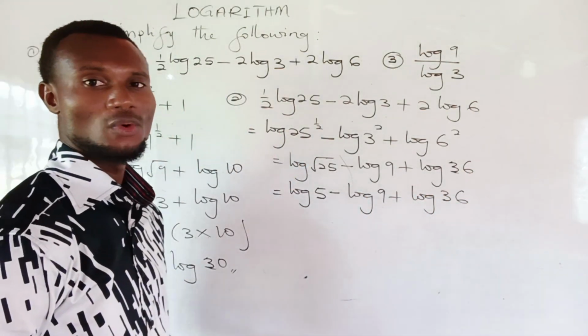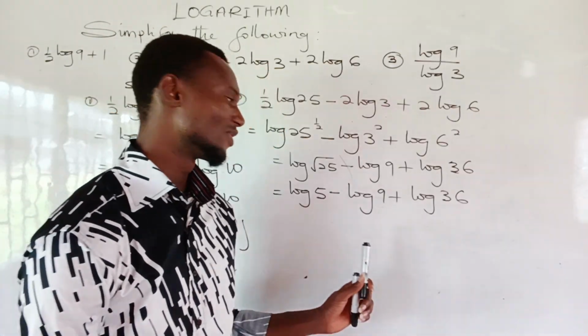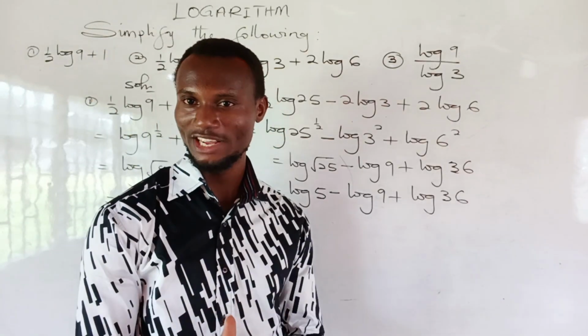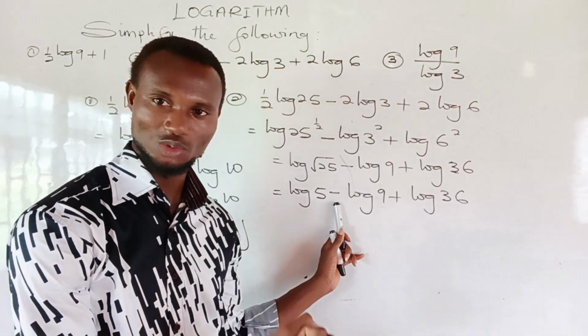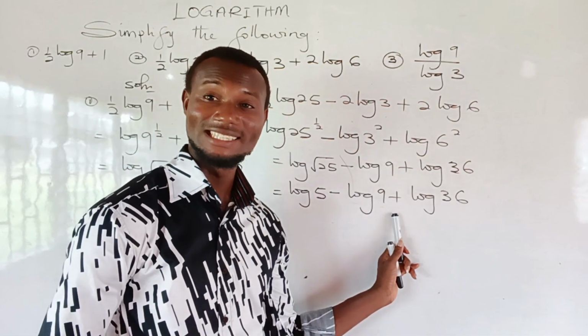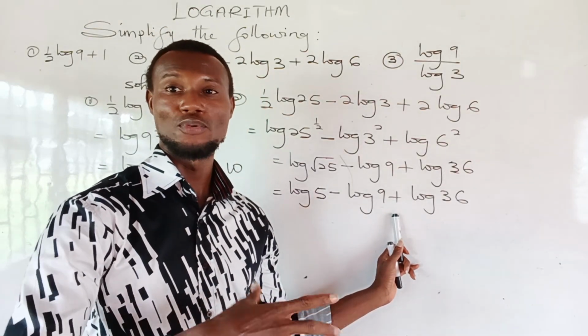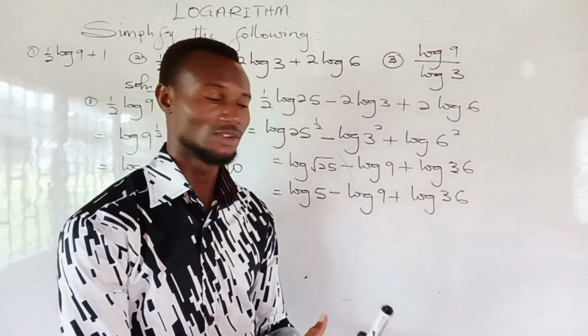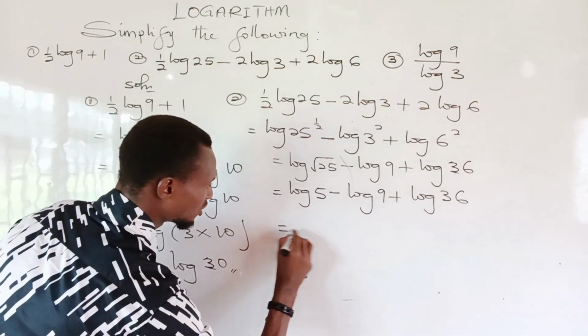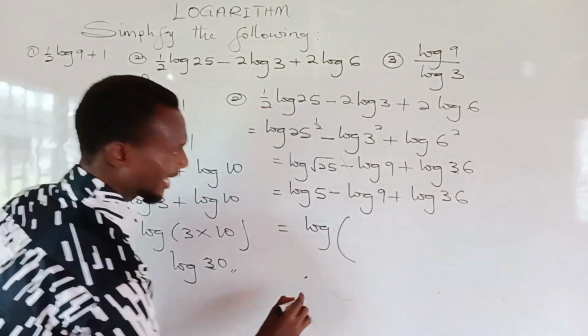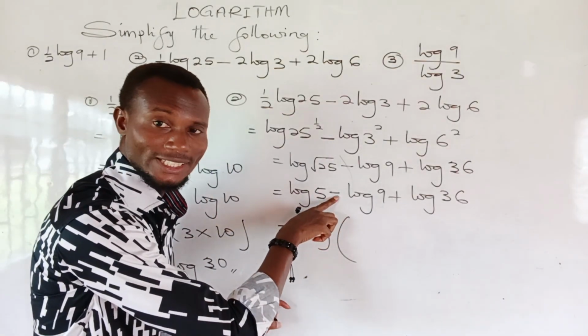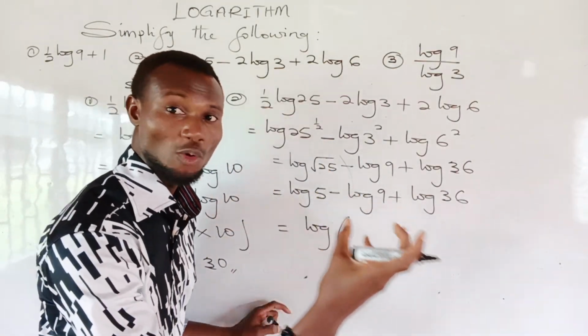From here, we go ahead and apply our quotient rule and product rule. I'm seeing a negative sign here, so the quotient rule needs to come to mind. And also I'm seeing an addition sign here, so the product rule also needs to come to mind. So all you need to do is write your log, then in a bracket, because it's subtraction, we have to apply the quotient rule.